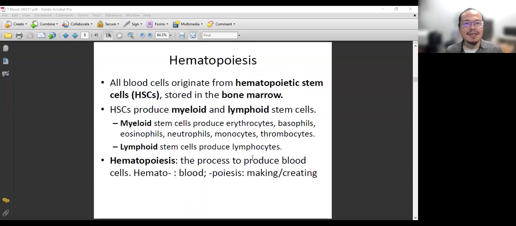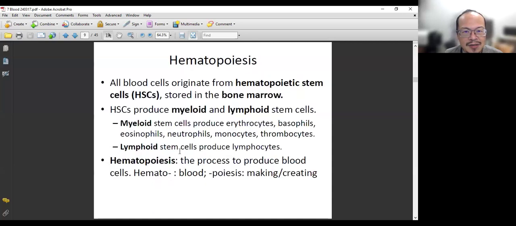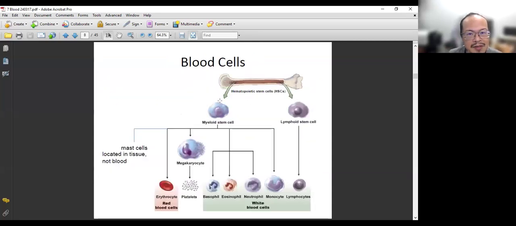So cell production is called hematopoiesis. Hemato means blood. Hemo also means blood, like hemostasis. Hemato, hemo, all right. So blood cell production is hematopoiesis. This basically describes blood cell production.